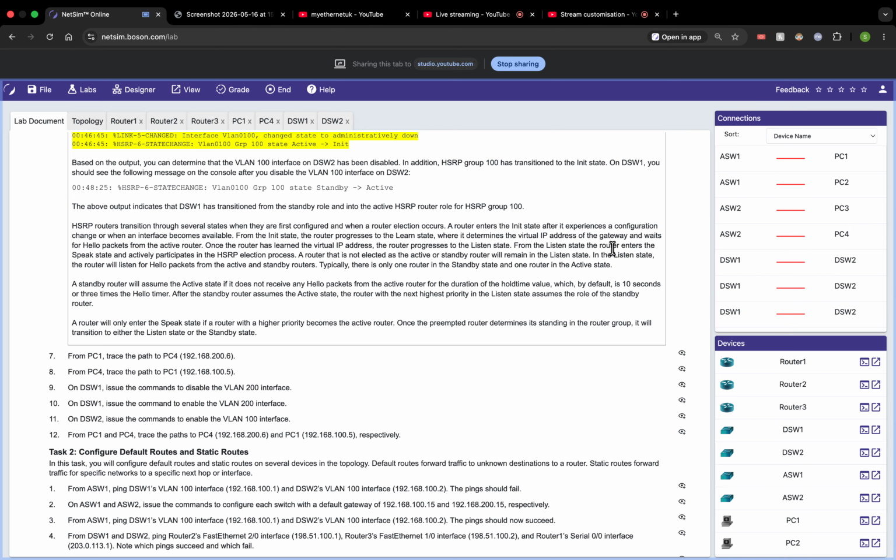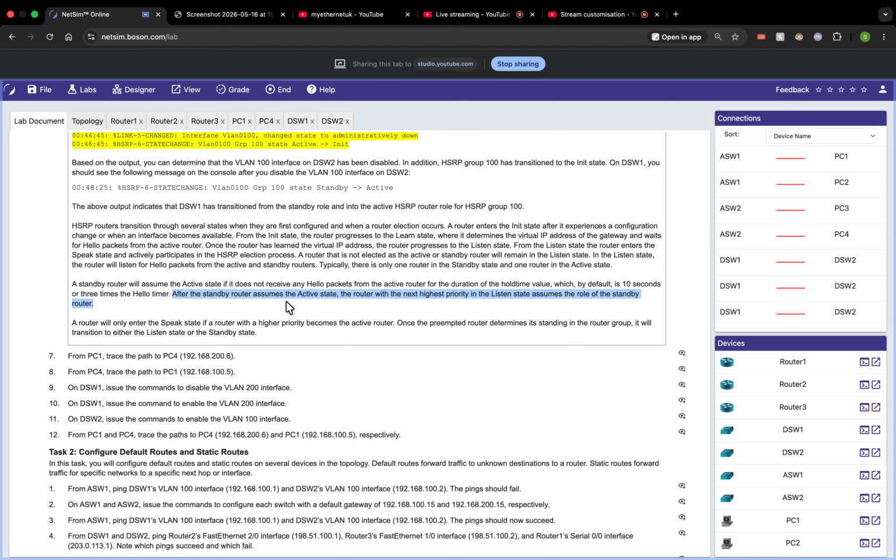From the init state, the router progresses to the learn state, where it determines the virtual IP address of the gateway. It will learn the virtual IP address of the gateway in the learn state, and wait for hello packets from the active router. So it's getting ready, waiting for the active router. It's kind of like waiting in line to meet someone special. It's kind of like that.